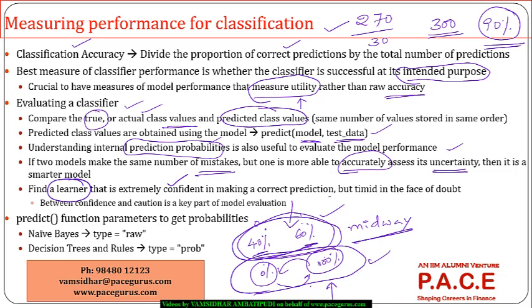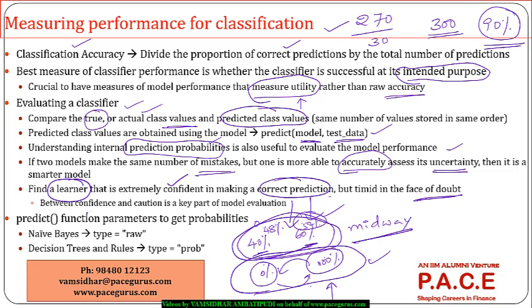Because this is, or probably in some cases it is 48%, it is 52%. Just because this has crossed 50, I am assigning it to this particular group rather than to the other one. So I want to look at that particular model which is extremely confident in making a correct prediction, but which is more and more timid in the face of doubt. So when the doubt comes up, it is not able to do a proper calculation, but wherever, in the majority of the cases, it has made a correct prediction, it is extremely confident in making that kind of prediction.